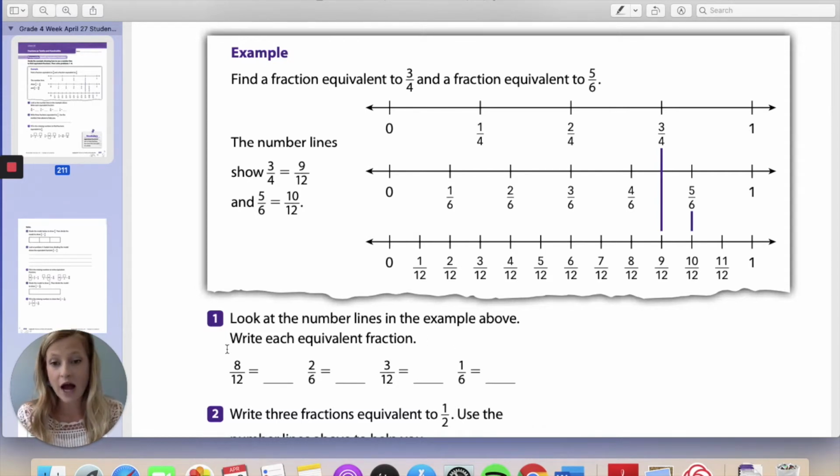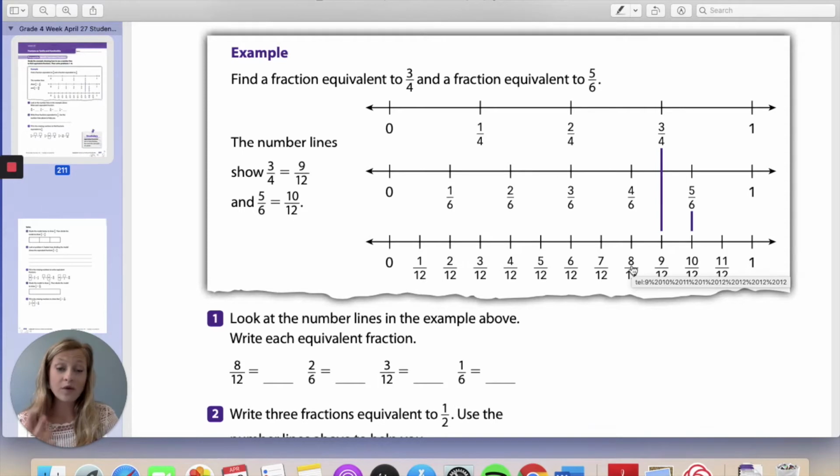Our first fraction that we're finding an equivalent fraction for is 8/12. Now, which number line do you think I'm going to go to find 8/12? Well, hopefully you said the 12ths number line. So I'm going to go there and I'm going to look and I'm going to go 1/12, 2/12, 3/12, 4/12, 8/12. Okay, so now I'm at 8/12. What do I do from here?